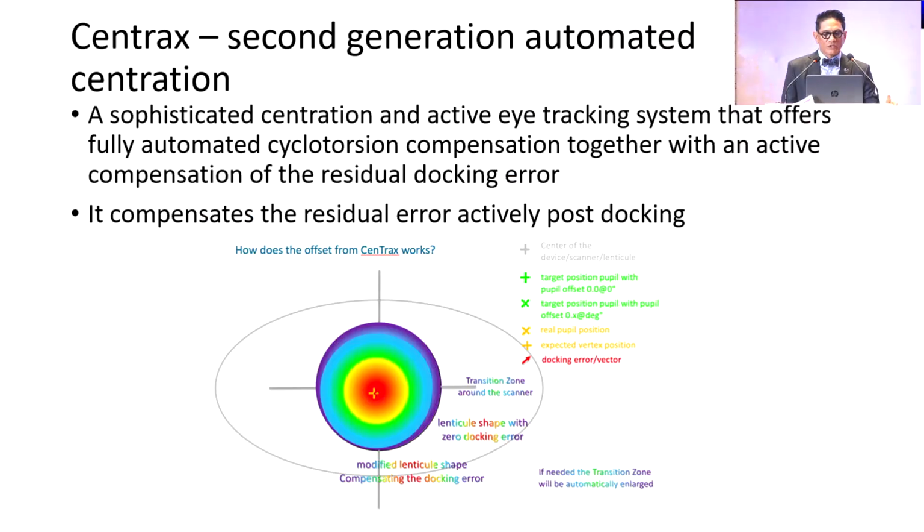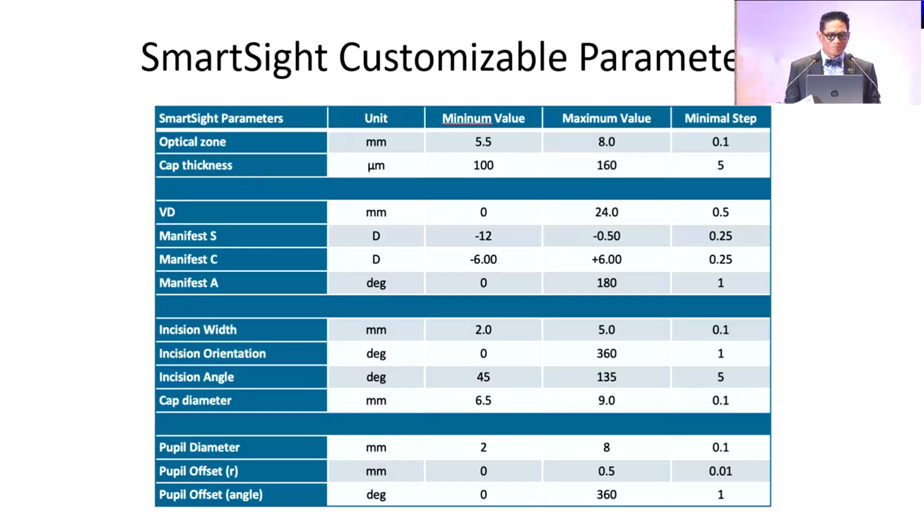So this is just the Centrax, the new generation centration. It's a sophisticated centration and active eye tracking system that offers fully automated cyclotorsion compensation together with active compensation of residual docking error, meaning it actively compensates for the residual error after docking. So if it docks and then it moves, you don't need to do anything. The Centrax will take care of it. So this is just how the customization of our parameters works. Optical zone between 5.5 and 8.